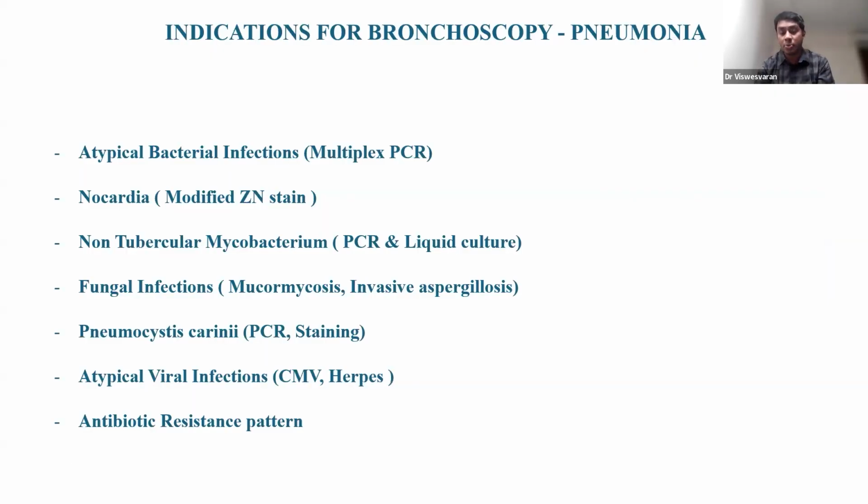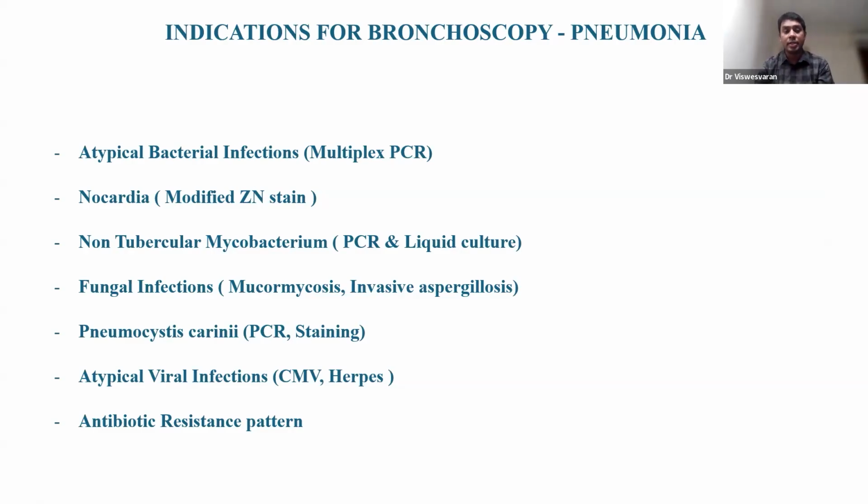Apart from that, with respect to pneumonia, the indications of bronchoscopy include identification of atypical bacterial organisms, especially with the upcoming of the multiplex PCR in the BAL sample. You can identify all sorts of atypical bacterial infections as well as certain viral infections. And if you have a non-resolving pneumonia secondary to an atypical organism like nocardiosis, then you can find out with the help of the bronchoscopy specimen with high confidence using the modified AFB stain or the ZN stain.